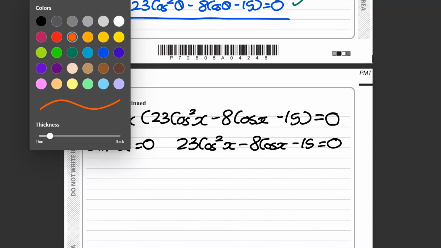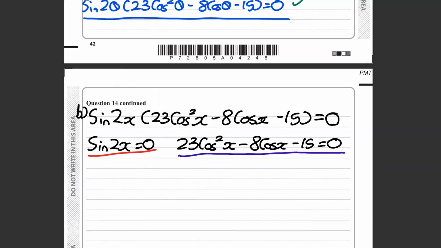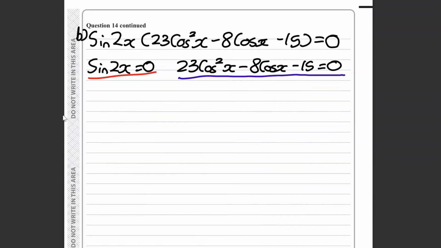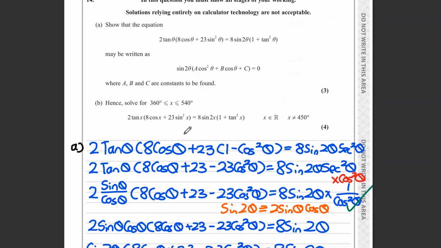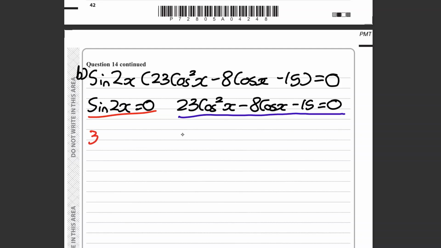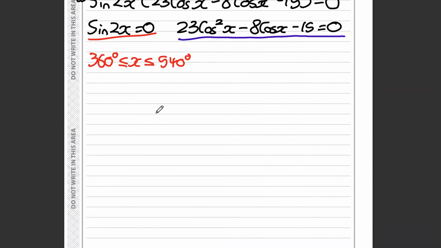So we have two equations here that we need to solve. If we start with this, sin 2x is equal to 0. At the moment the interval is where x is between 360 degrees and 540 degrees. Because we've got this 2x in the trig function, if we multiply everything by 2, this will now be 720 degrees, this will be 2x, and this will be 1080.